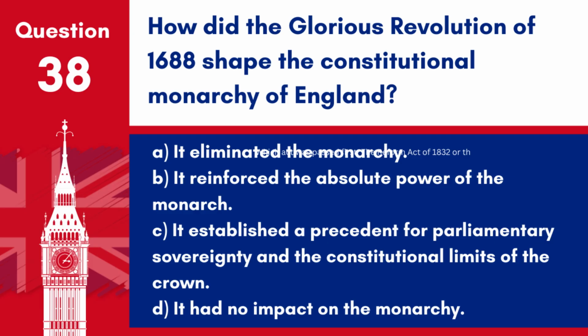Question 38. How did the Glorious Revolution of 1688 shape the constitutional monarchy of England? A. It eliminated the monarchy. B. It reinforced the absolute power of the monarch. C. It established a precedent for parliamentary sovereignty and the constitutional limits of the Crown. D. It had no impact on the monarchy.